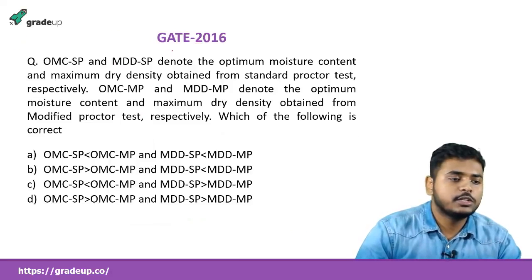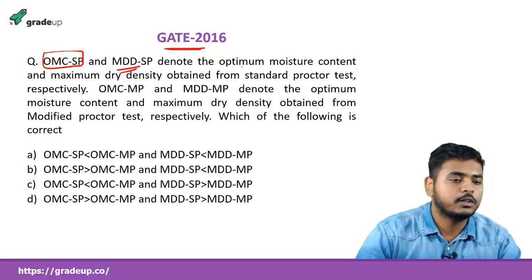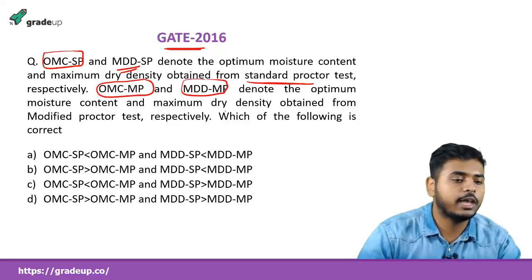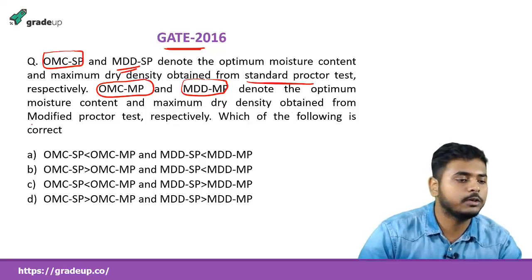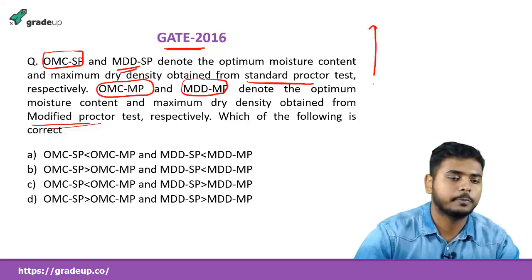So moving on to the next question, this was asked in the year 2016. OMC SP and MDD SP. OMC is optimum moisture content and MDD is maximum dry density. They denote the optimum moisture content and maximum dry density obtained from the standard Proctor test, okay, respectively. And OMC MP and MDD MP denote the optimum moisture content and maximum dry density obtained from the modified Proctor test. MP denotes modified Proctor. Which of the following is correct? Okay, here 4 options are given. We have to find the correct option.